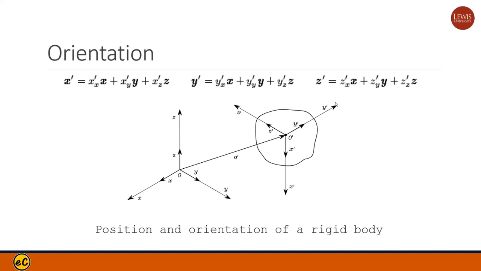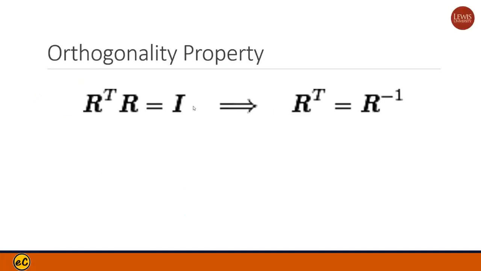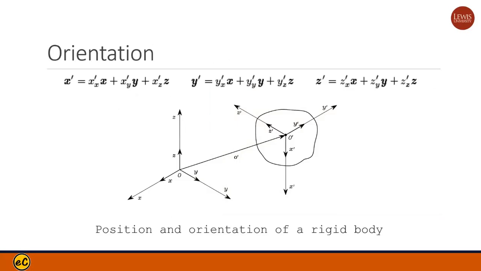Orientation is the direction of your frame. And luckily enough, the orientation you can also describe using the rotational matrix. So you can describe it for the rotation and also for the orientation. Okay, so let's look at a simple example on this orientation.